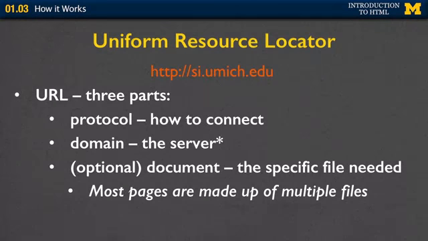So when you type something in, this is called the URL. And every URL has 3 parts. The protocol, how you want to connect, the domain, which is the server, and then optionally you can include the document. So even though you're typing in one URL, one of the things to realize is that usually you're actually requesting lots and lots of files all at once.